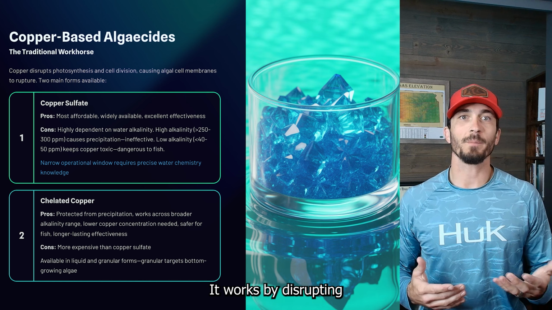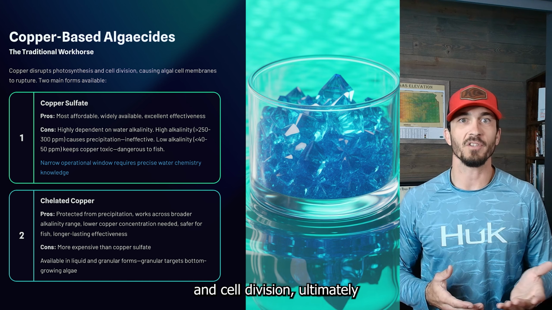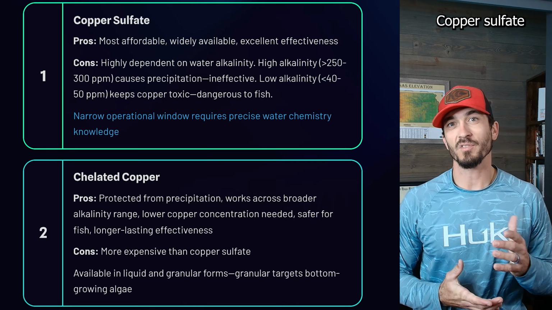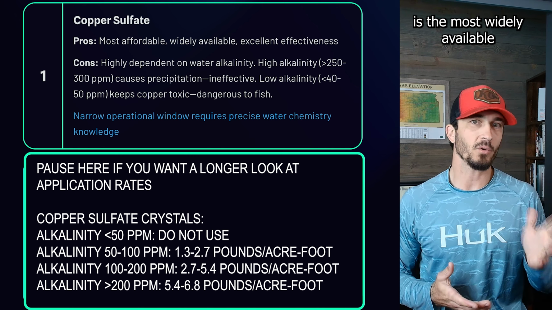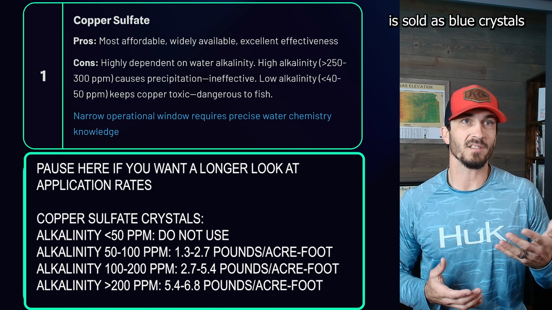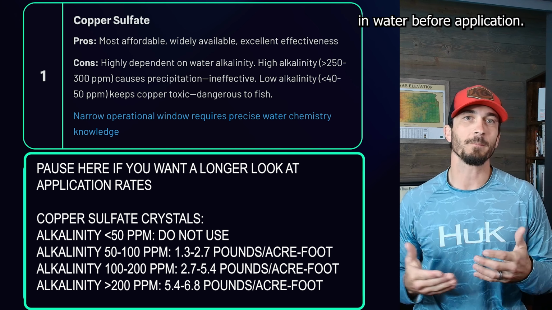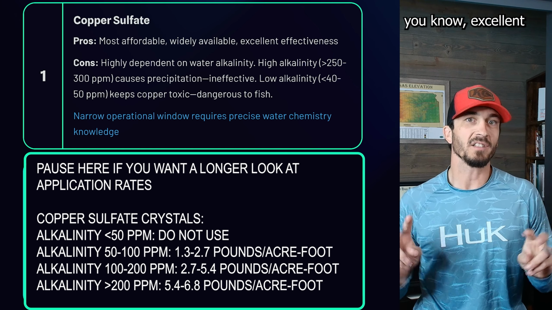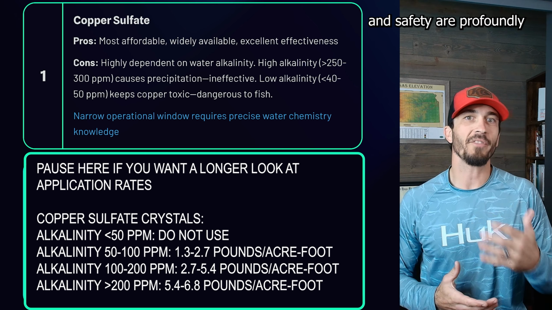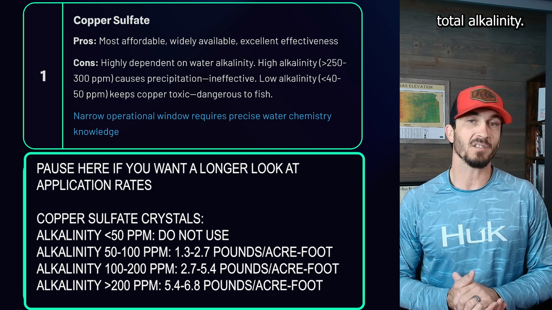It works by disrupting essential cellular processes in algae, such as photosynthesis and cell division, ultimately causing the cell membrane to rupture and leak. Copper sulfate is the most widely available and least expensive form of copper algicide. It typically is sold as blue crystals or granulars that are dissolved in water before application. While it is rated as excellent for controlling most species of algae, its effectiveness and safety are profoundly dependent on the pond's water chemistry, specifically its total alkalinity.